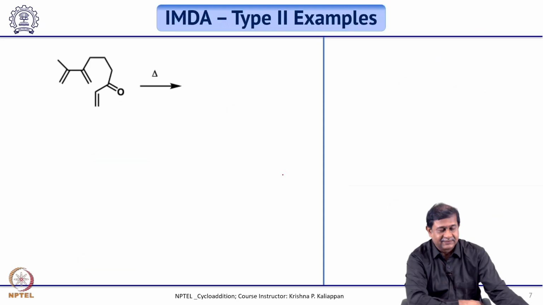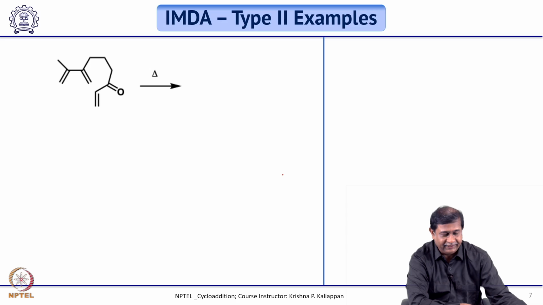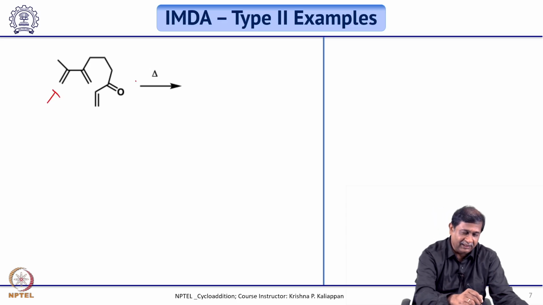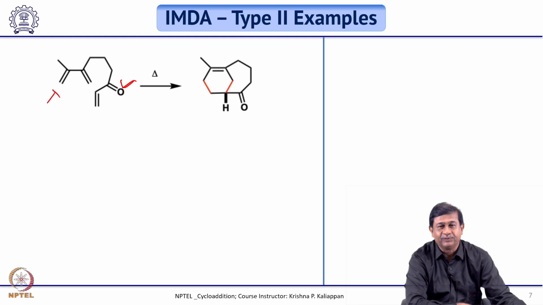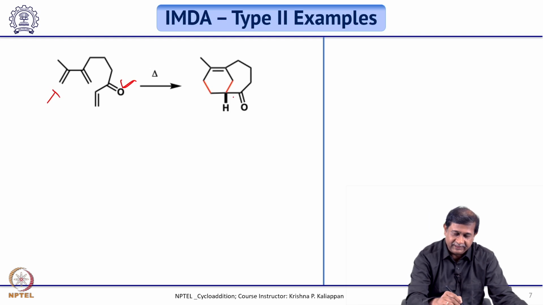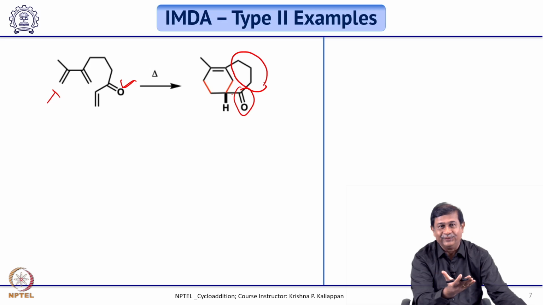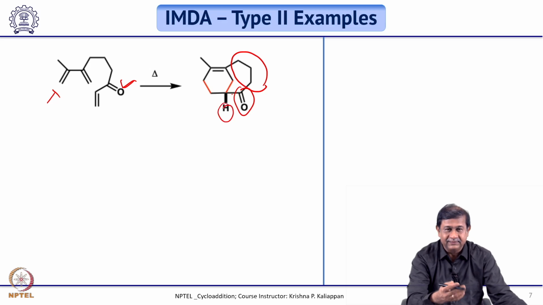So, let us discuss some more examples. If you take a diene with a dienophile having a carbonyl group, this can undergo intramolecular Diels-Alder reaction type 2. As you can see here, the tether endo product. So, this is the carbonyl group and the whole tether is endo, and that means this hydrogen is exo.